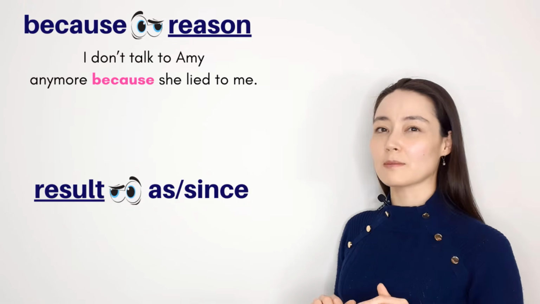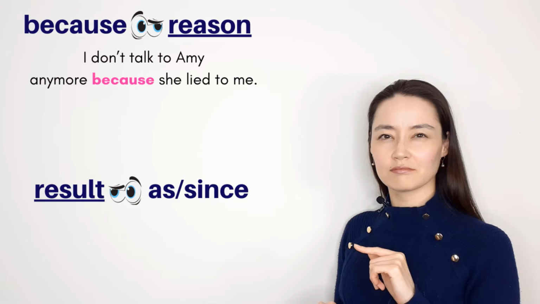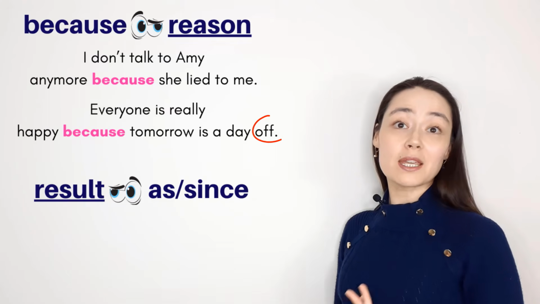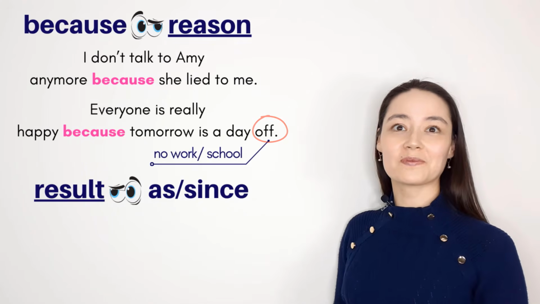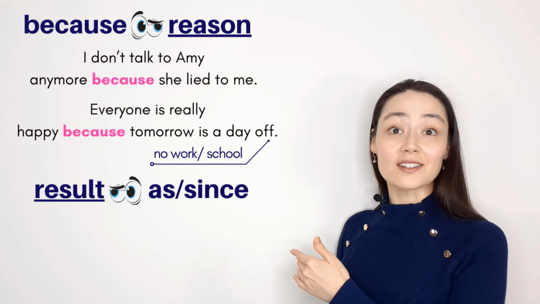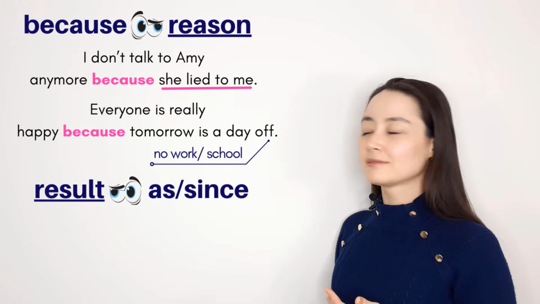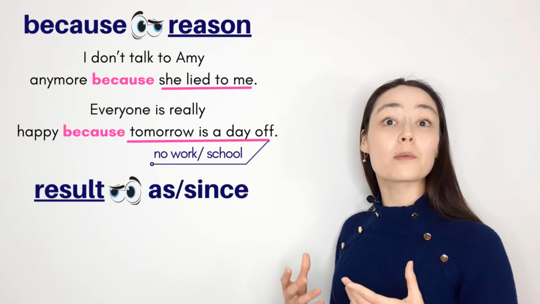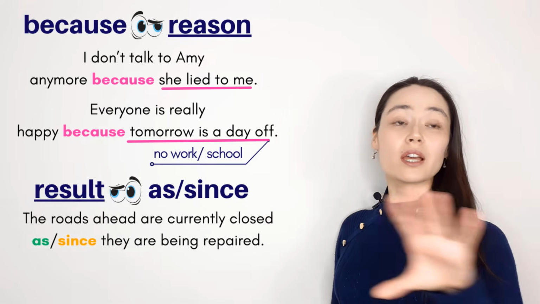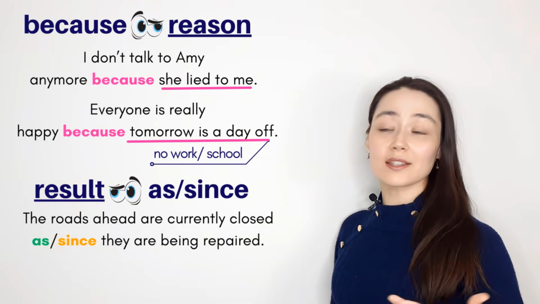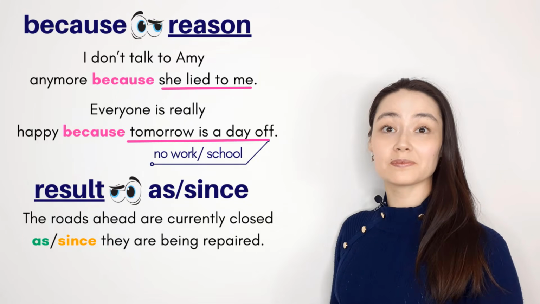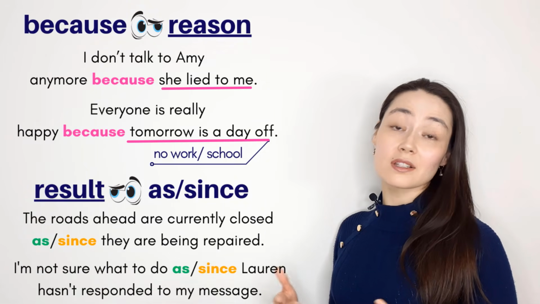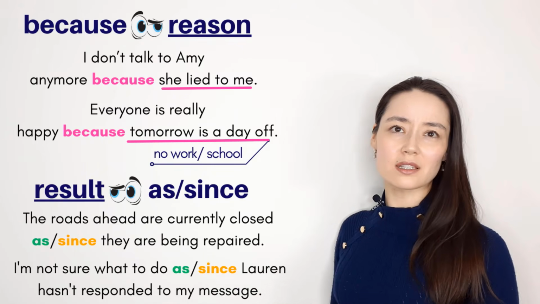I don't talk to Amy anymore because she lied to me. Everyone is really happy because tomorrow is a day off. Off meaning no work and no school. Here, because she lied to me, tomorrow is a day off. These are my reasons and they are more important. The roads ahead are currently closed as or since they are being repaired. I'm not sure what to do as since Lauren hasn't responded to my message.